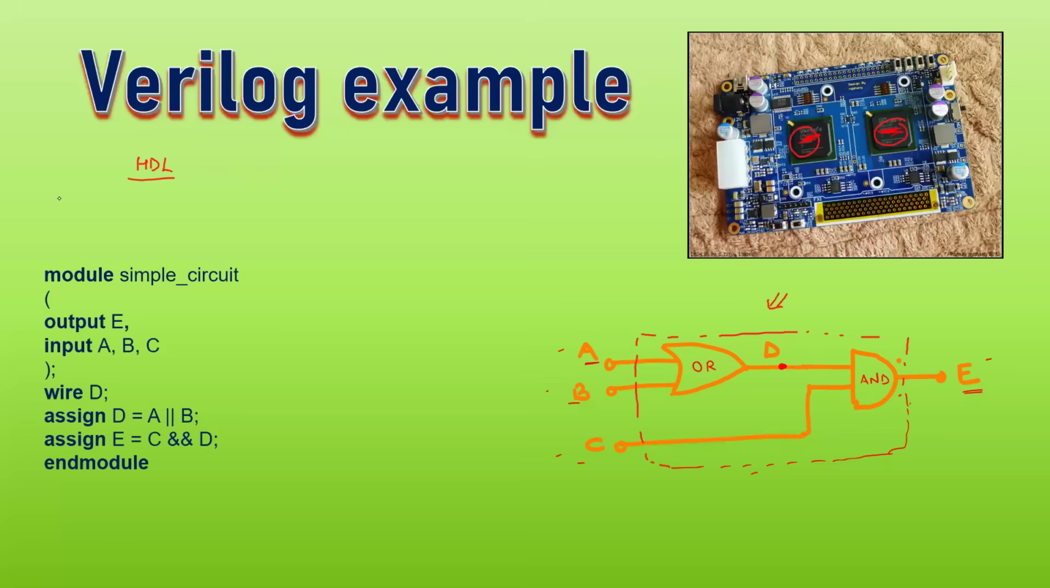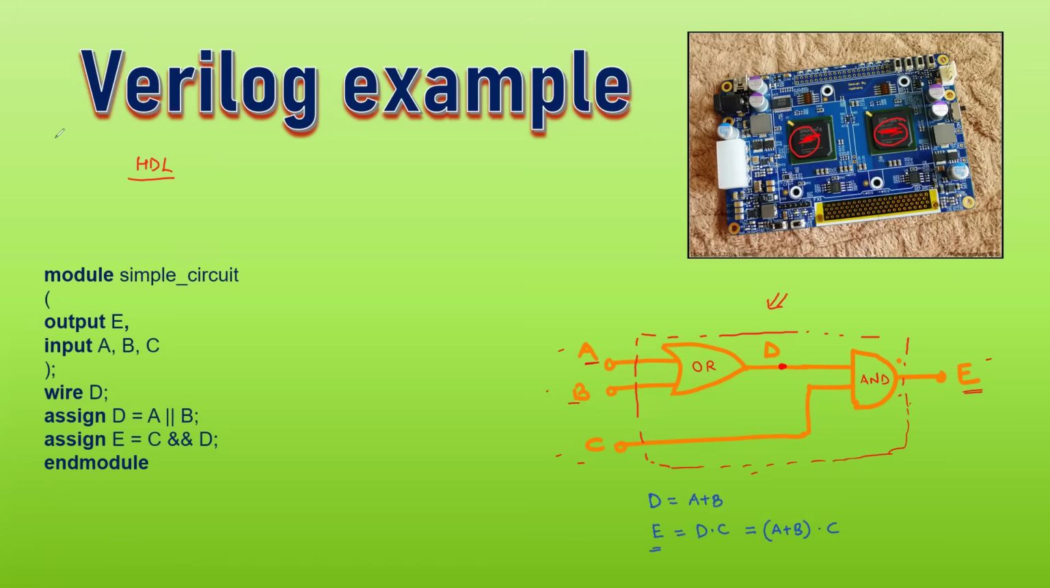Now if I ask you to write the Boolean expression, I can write: D is equal to A or B, and then E is equal to D and C. And I can see that D is actually A or B, and C. So that's my final output: E is equal to (A or B) and C. This is what I want to implement in the form of hardware.